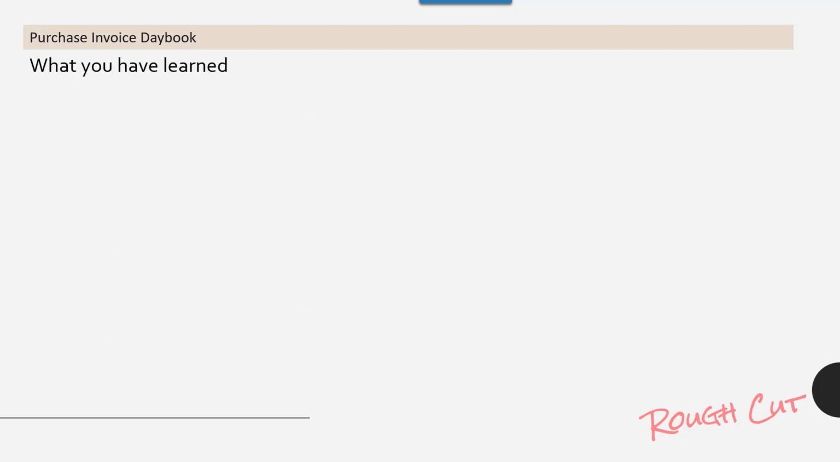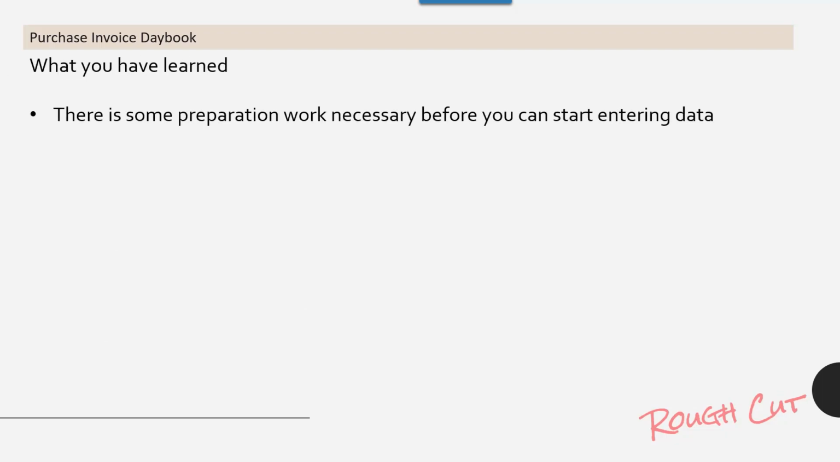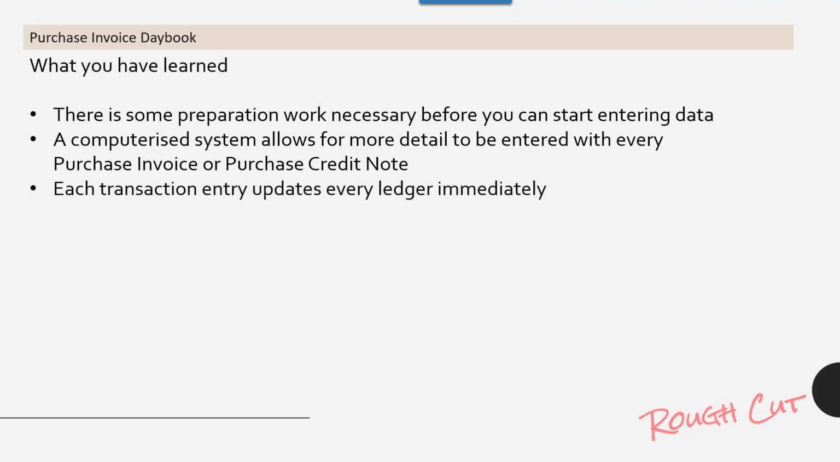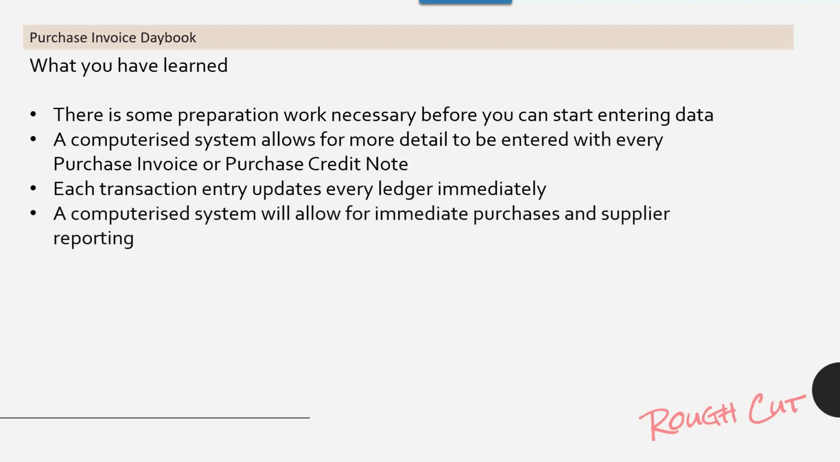What you have learned: there is some preparation work necessary before you can start entering data. A computerized system allows for more detail to be entered with every purchase invoice or purchase credit note. Each transaction entry updates every ledger immediately. A computerized system will allow for immediate purchases and supplier reporting.